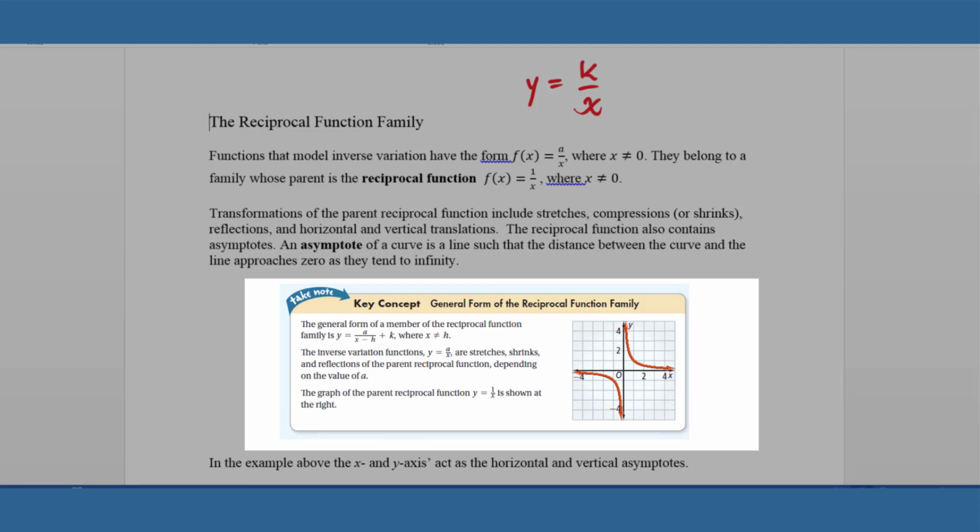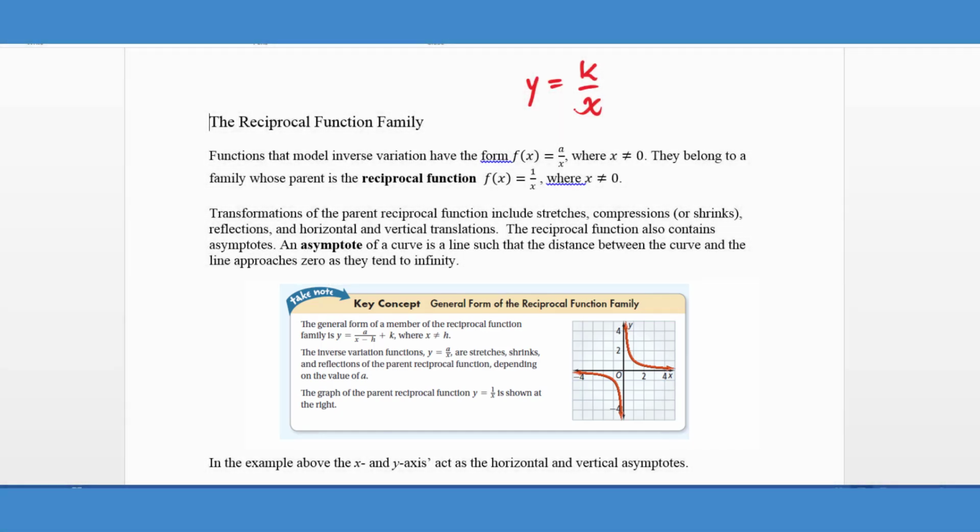If you also look at the key concept box, you can see the a, the h, and the k, and we can still do the same transformations to this function that we've been able to do to every other function so far. So this is just a quick introduction to the reciprocal function and how it stems from inverse variation. In the next video, we will go over some sample problems.